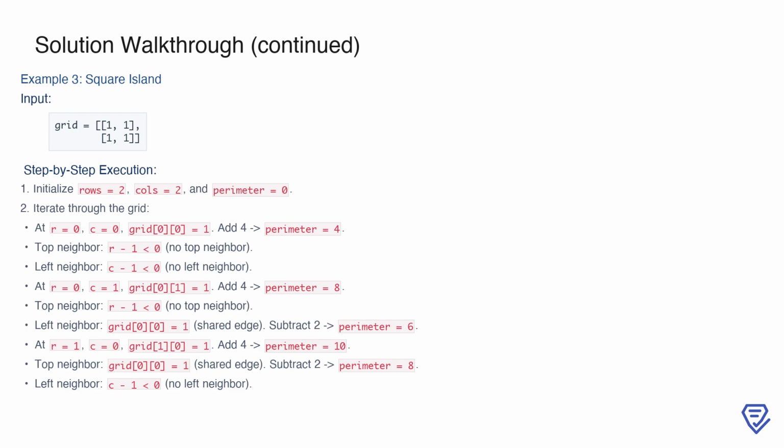Then, at row 0, column 1, we find another land cell and add 4 to the perimeter, making it 8. However, this cell shares an edge with the land cell at column 0, so we subtract 2, reducing the perimeter to 6. Moving to row 1, column 0, we find another land cell and add 4, bringing the perimeter to 10. This time, there is a top neighbor at row 0, column 0, so we subtract 2 for the shared edge, leaving us with a perimeter of 8.